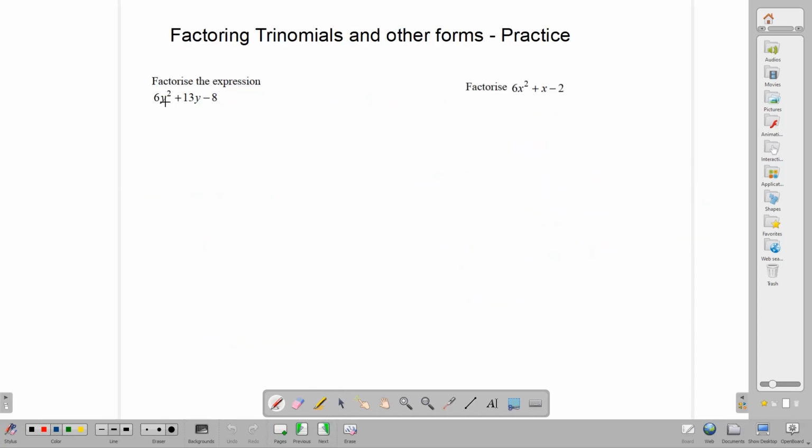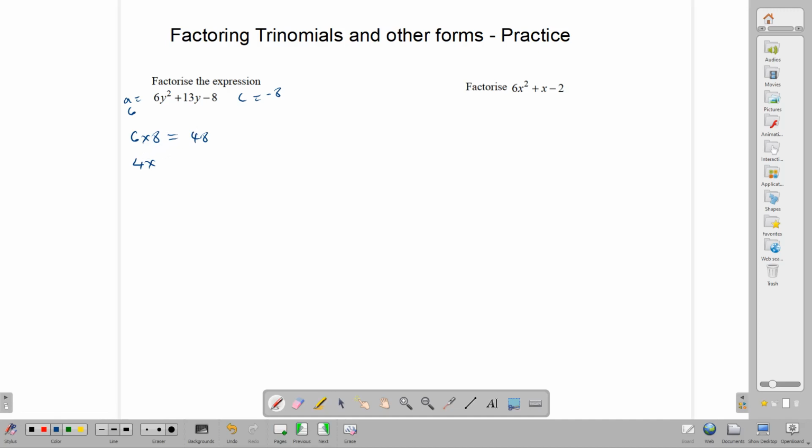In this expression, 6y squared plus 13y minus 8, we need to multiply our a by our c. A is 6 and our c is negative 8. Because the c is negative 8, one of our numbers that we choose will need to be a negative number. So we multiply the 6 times 8. 6 times 8 gives us 48. We now want other numbers that can multiply to give us 48.